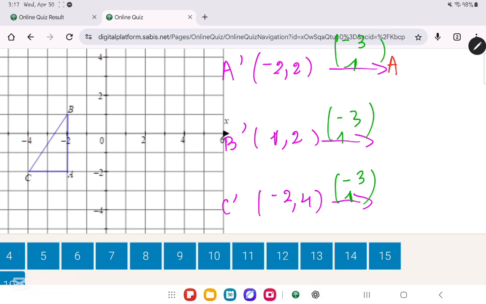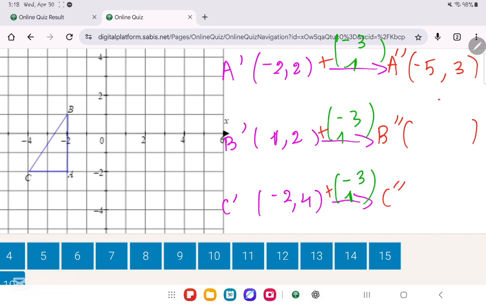We're finding the final, which is A double prime, B double prime, and C double prime. That means we're going to be adding A prime, B prime, and C prime to the vector. So very simply, it's going to be what? It's going to be minus 2 plus minus 3, which is going to be minus 5. Okay? And then 2 plus 1, which is going to give us 3.